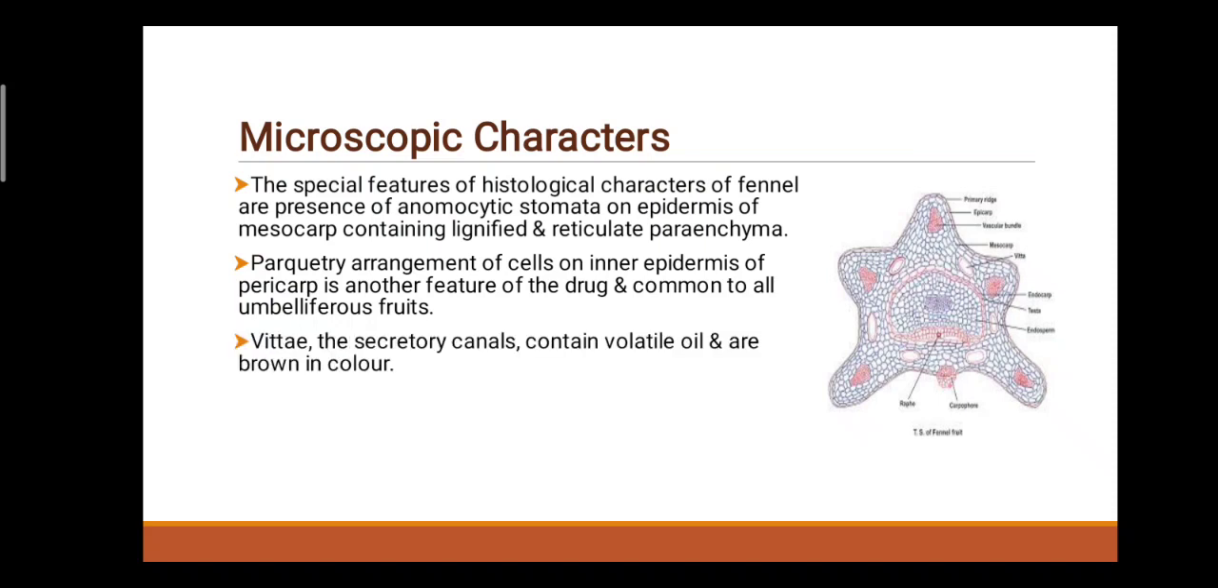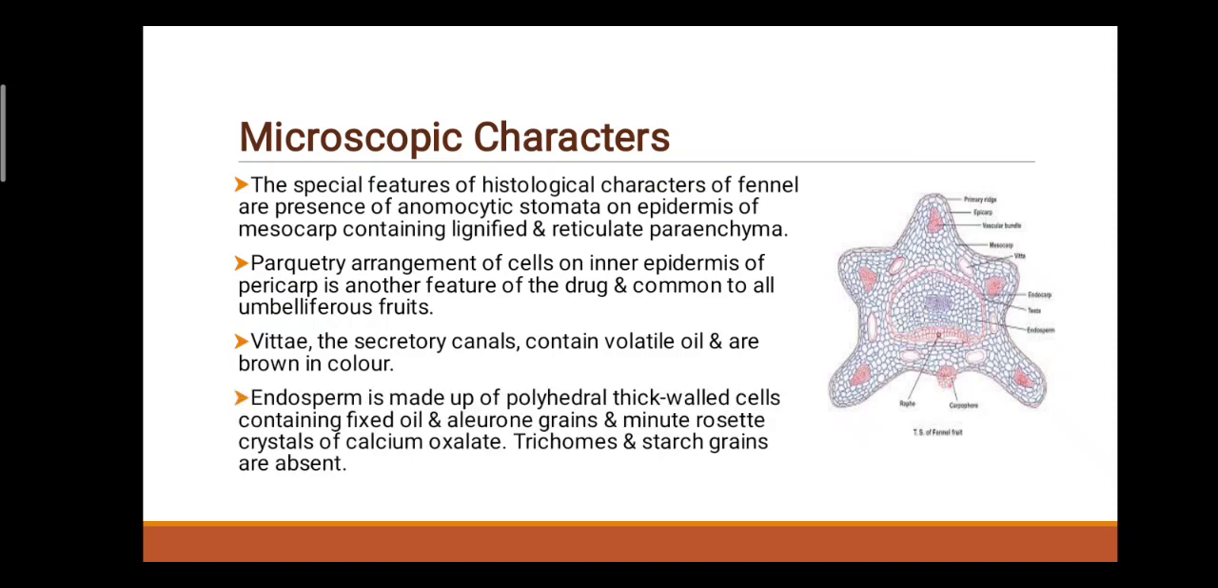The vittae, the secondary canals, contain volatile oil and are brown in color. Endosperm is made up of polyhedral thick-walled cells containing fixed oil and aleurone grains, and the minute rosette crystals of calcium oxalate. Trichomes and starch grains are absent.